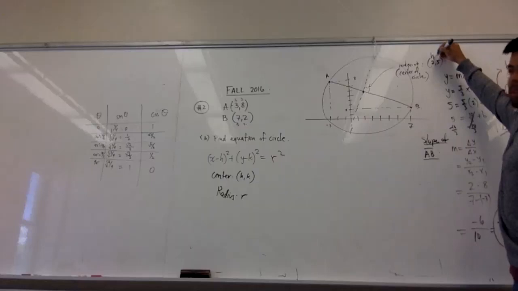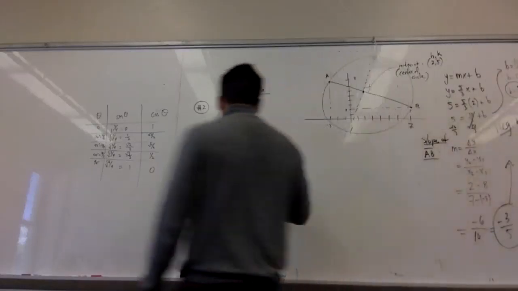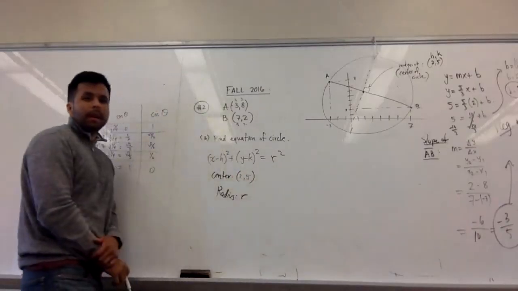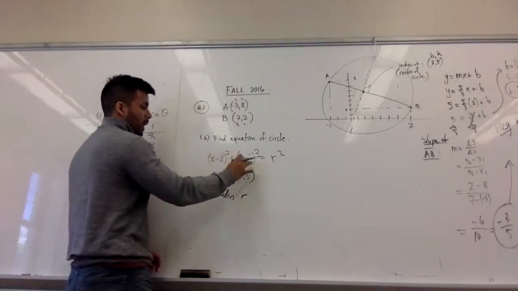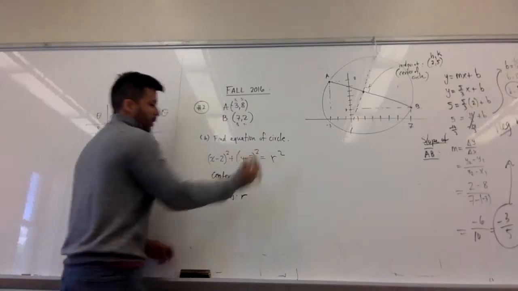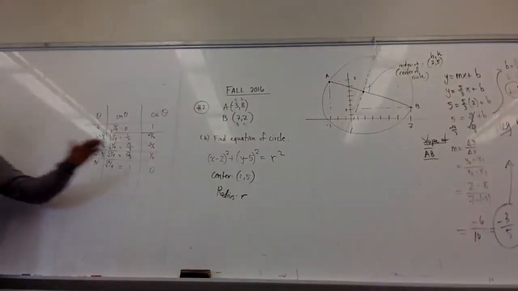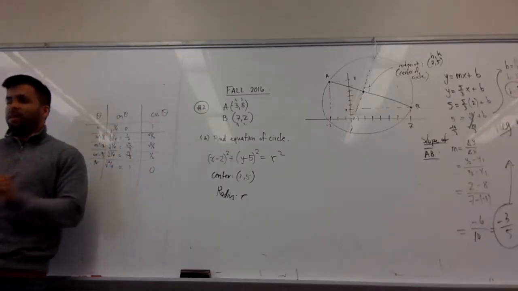So I know what? I know h, I know k. So I can replace this with 2. This is 5. If I replace the h and the k with 2 and 5, I'm going to replace this h with 2 and this k with 5. So look, I almost have the equation of a circle. What's missing? r. So really the crux of the problem is, do you know how to find the distance between 2 points?